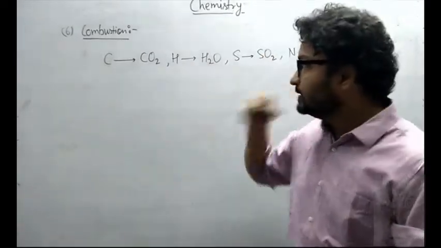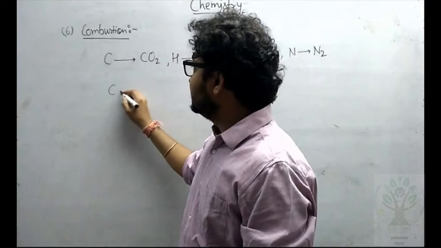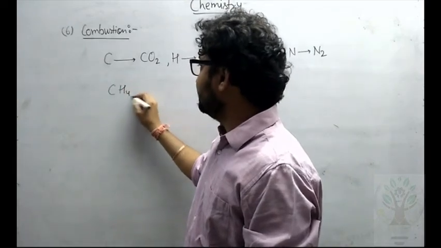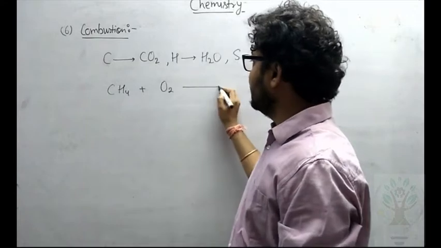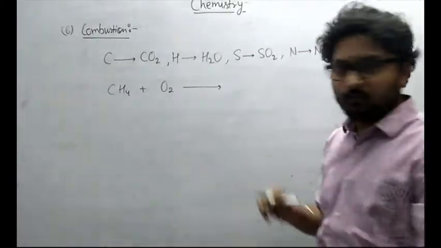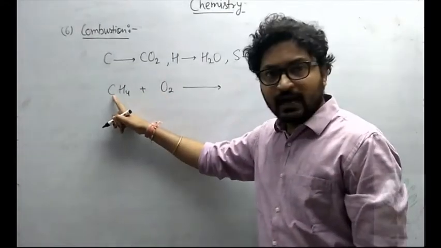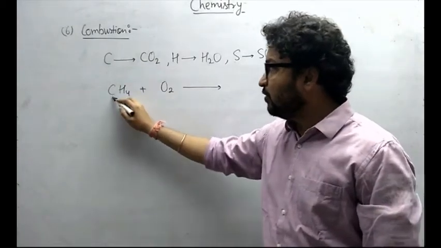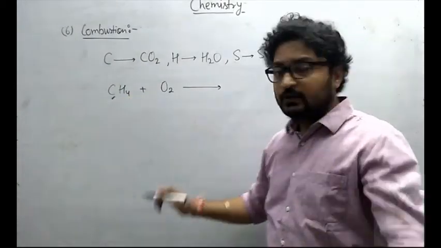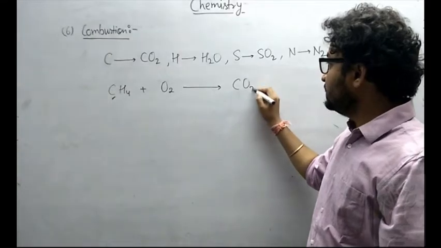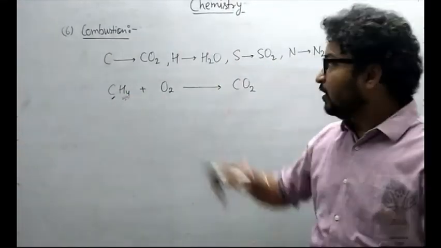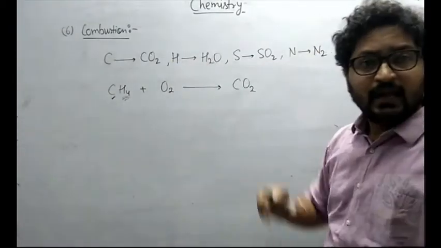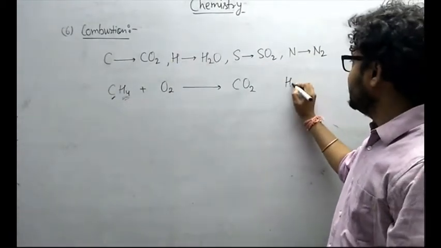Okay, now let's take an example. Suppose you have CH4. Combustion means you will perform its reaction with O2. So CH4 plus O2, what will you get? Let's see. Entire carbon will convert into CO2. How many carbon can you see here? 1. So you will get 1 CO2. How many hydrogen can you see here? 4. Now entire hydrogen will be converted into H2O.